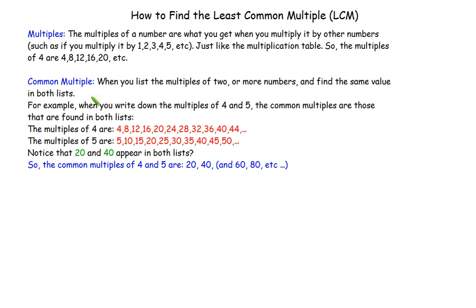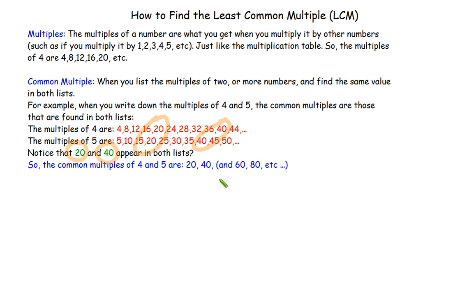A common multiple is different. A common multiple is what you get when you list the multiples of two numbers and you find multiples that appear in both lists. So if we have the first few multiples of 4, they are listed here: 4, 8, 12, 16, etc. And the first few multiples of 5 are 5, 10, 15, 20, etc. You'll notice that in these lists we have two numbers that appear in both lists, and those numbers are 20 and 40. You can see that right over here and right over here. So both of those numbers are what we call common multiples.